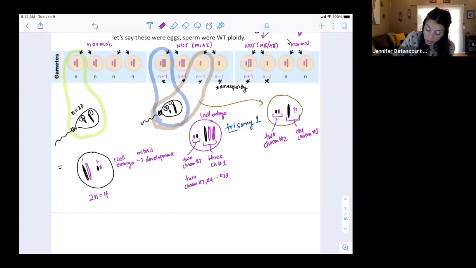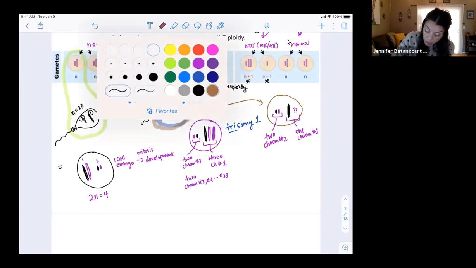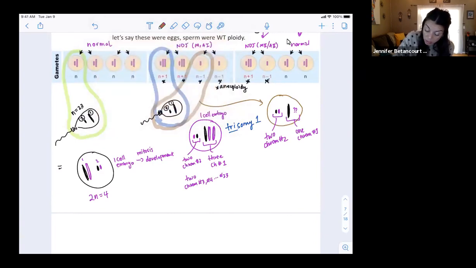So what do we call this? We call this phenomenon, or this embryo, monosomy 1, okay? Because it only has one copy of chromosome 1.